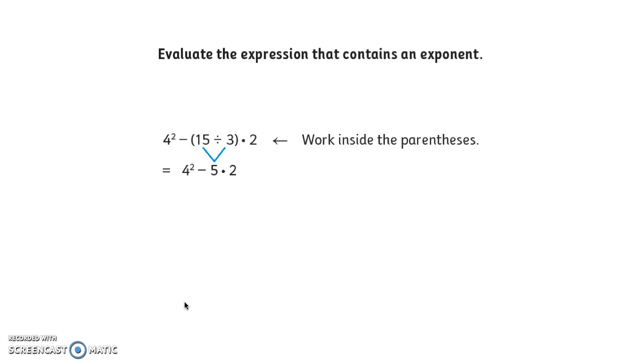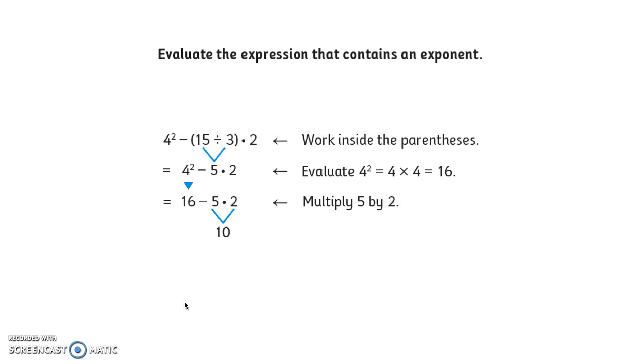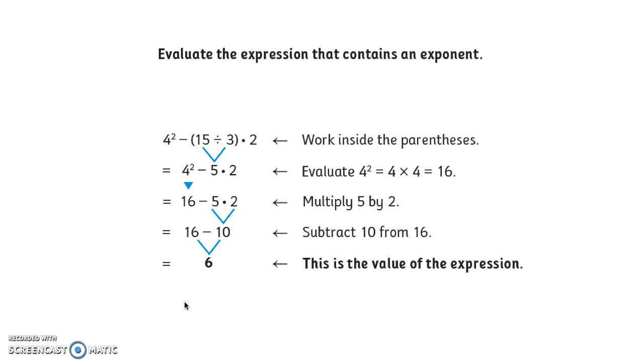Our next step is our exponents. 4 to the 2nd is 16, which is 4 times 4. 16 minus 5 times 2. We're going to do the multiplication, which is 5 multiplied by 2, which is 10. Lastly, we'll do our subtraction. 16 subtracted by 10 is 6. This is the true value of the expression.